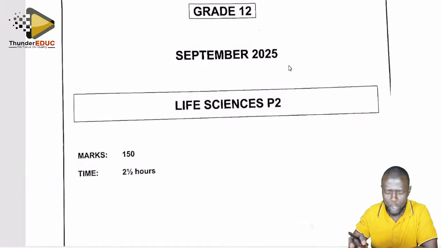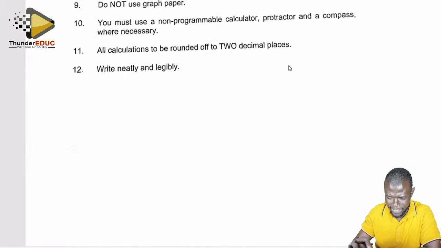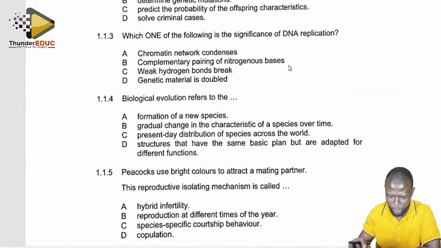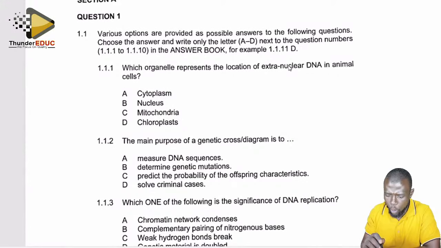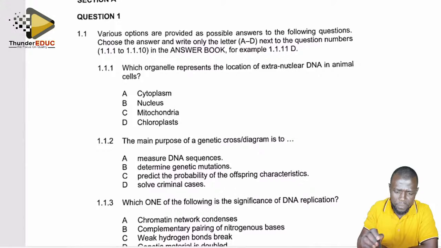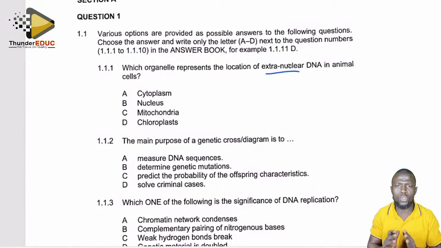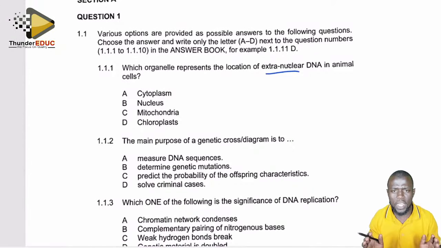Yes, let's go to question number 1, and then we see what exactly they are talking about. Question number 1. Which organelle represents the location of extra nuclear DNA in animal cell? When you talk about extra nuclear DNA, remember that we have 3 kinds of DNA. The first one is the nuclear DNA. The second one is the mitochondrial DNA. The third one is the chloroplastic DNA.